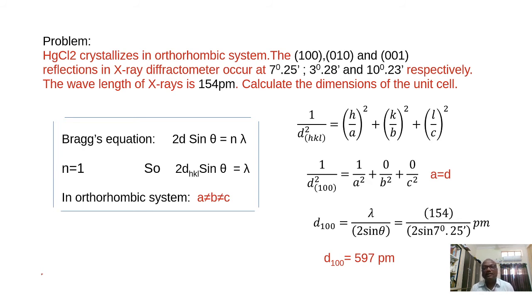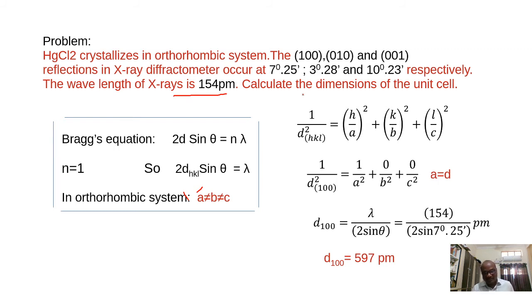Let us see how to calculate the interplanar distance with the help of Bragg's law. This is a problem, with the help of which we can understand. You see the problem. Mercury chloride crystallizes in the orthorhombic system. The 100, 010, and 001 reflections in an X-ray diffractometer occur at 7 degrees 25 minutes, 3 degrees 28 minutes, and 10 degrees 23 minutes respectively. The wavelength of X-rays is 154 picometers. Calculate the dimensions of the unit cell.